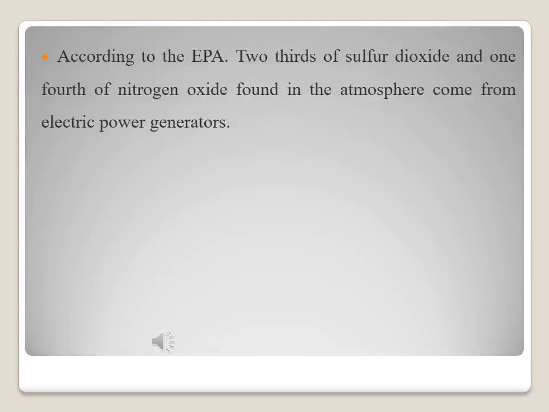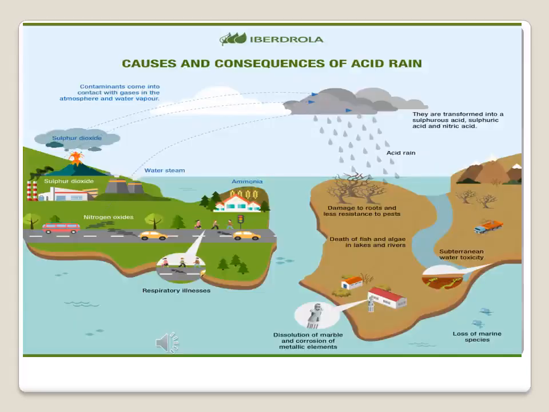According to the Environmental Protection Agency, 2/3 of the sulfur dioxide and 1/4 of the nitrogen oxide found in the atmosphere come from electric power generators. This picture shows the principal cause of acid rain, which are the oxides of sulfur and nitrogen emitted from the human sources or man-made sources as well as from the natural sources.